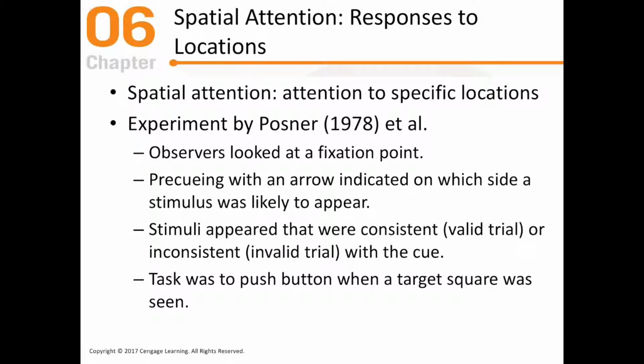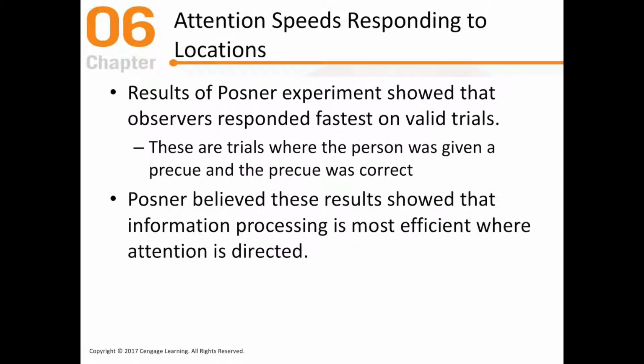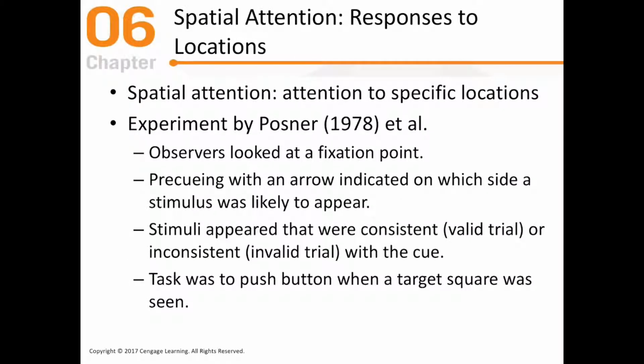Posner did this experiment where a person was looking at a fixation point. There's an arrow that is what we refer to as a pre-cue, meaning that it cues the person that a stimulus will very likely appear on the right or left side. Sometimes it was consistent, which is a valid trial, meaning the pre-cue said it was going to show up on the right side and it showed up on the right side. And sometimes it was inconsistent, or invalid: it said it would show a square on the left side, but in fact it showed on the right side.